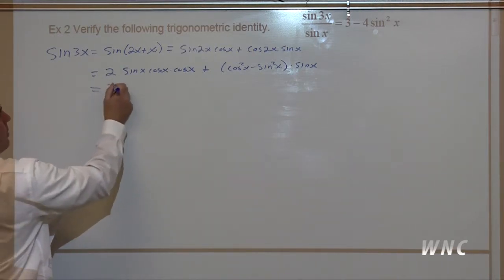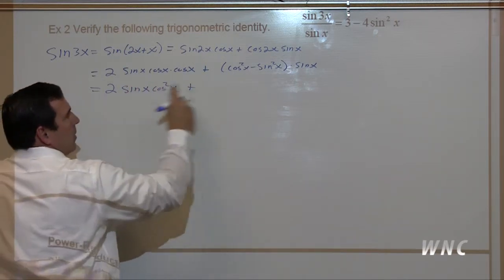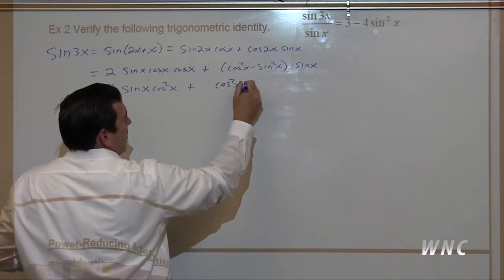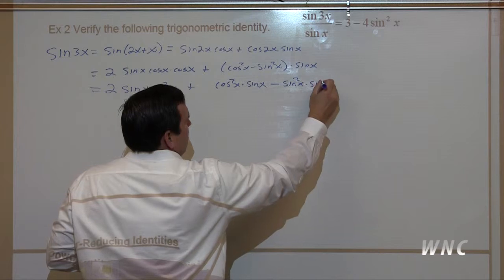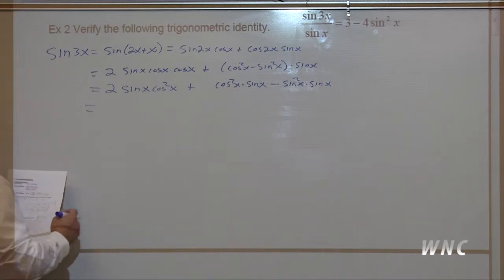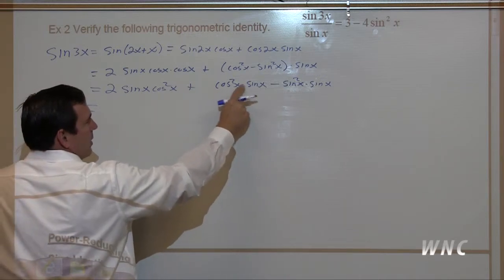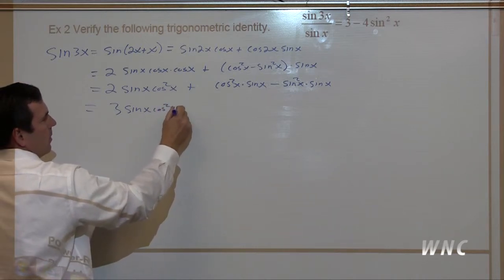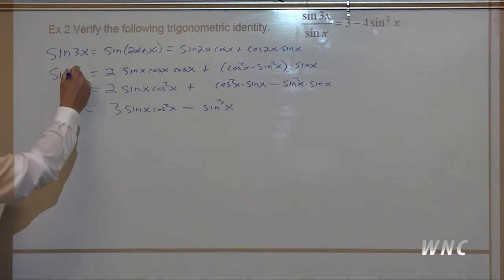I'm going to go with this one. This is going to be 2 times sine x cosine squared x plus cosine squared x times sine x minus sine squared x times sine x. So we have 2 sine x cosine squared x plus cosine squared x sine x. This makes 3 sine x cosine squared x minus sine cubed x. And just remember, this was all just what sine of 3x is.